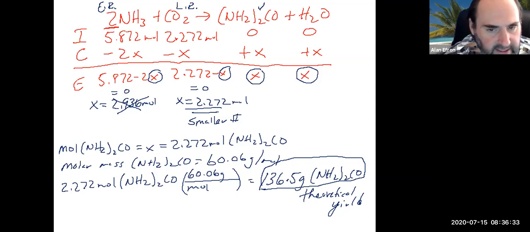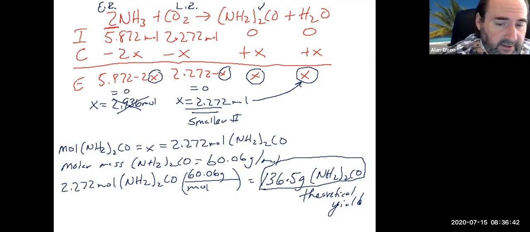We won't do it this time, but just to remind you, if you want to figure out how many grams or moles of water, you simply put the X into here, and that would tell you that you produce 2.272 moles of water. You can multiply it by 18.02 and figure out how many grams that would be. You also, like we've been talking about, can quickly put it into here, and that will allow you to figure out how many moles of your excess reagent are left over.